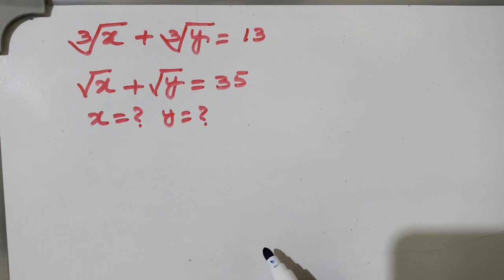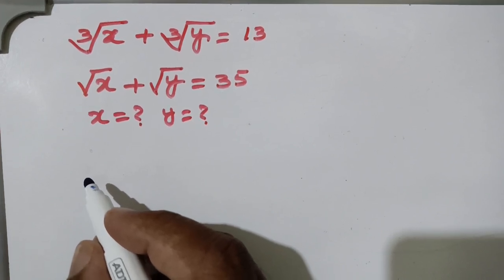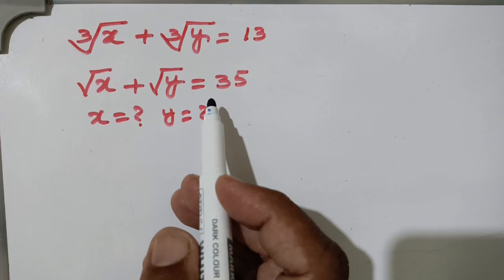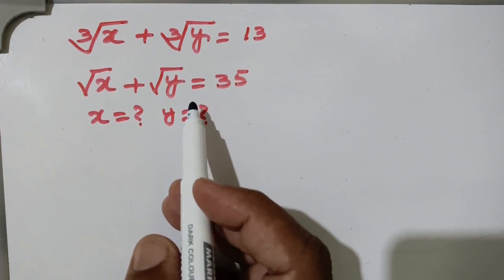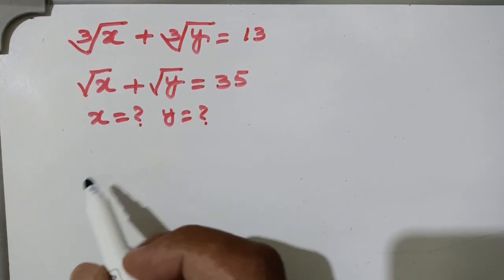Today we are going to solve the equations: cube root of x plus cube root of y is equal to 13, and square root of x plus square root of y is equal to 35. X and y, the values we have to calculate. So how to solve this? Cubing on both sides, squaring on both sides for the second equation, it becomes this type. Cubing and squaring makes the equations complicated.